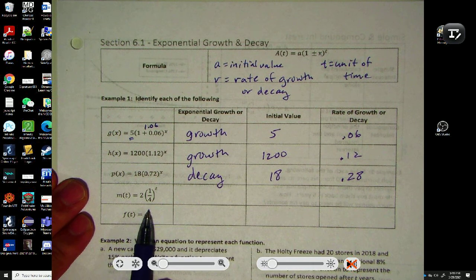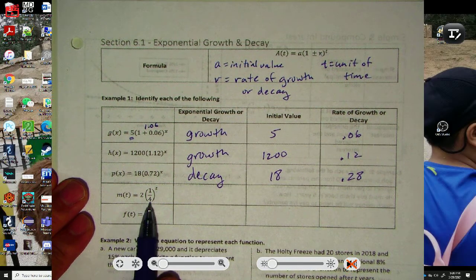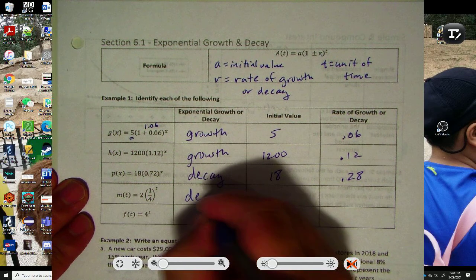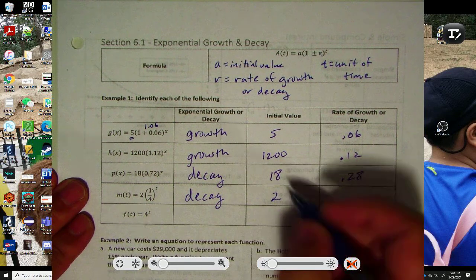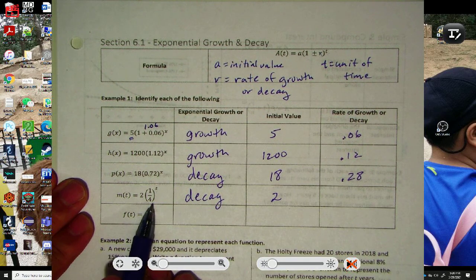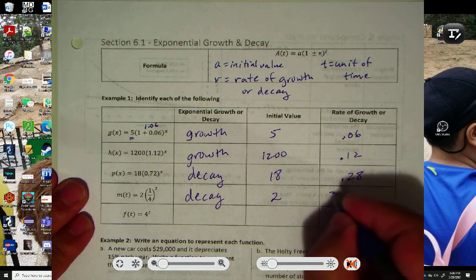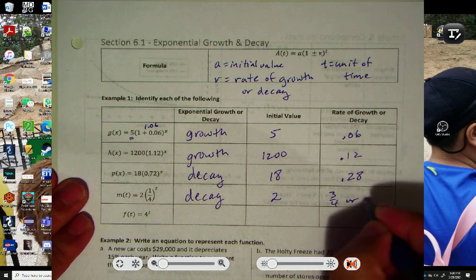Here, the base of the exponent is 1/4. It's smaller than 1, so this one is decay. Alright, what is the initial value? Well, it's the coefficient out here, so it's 2. Right? And what is the rate of decay? The rate is not 1/4. It's how far 1/4 is from 1. It's 3/4 away, or just 0.75.